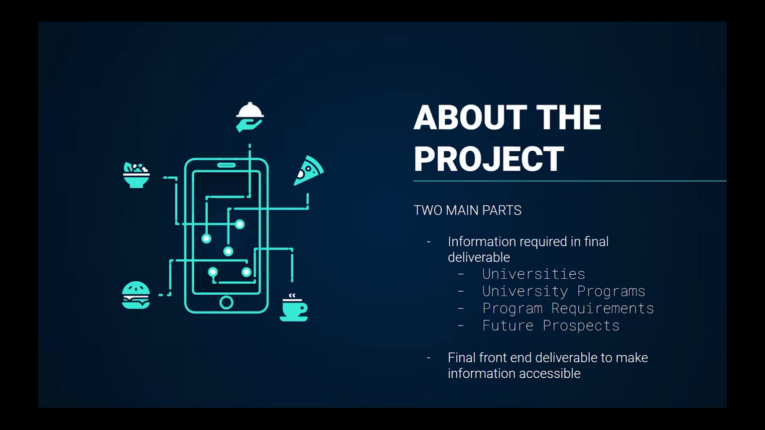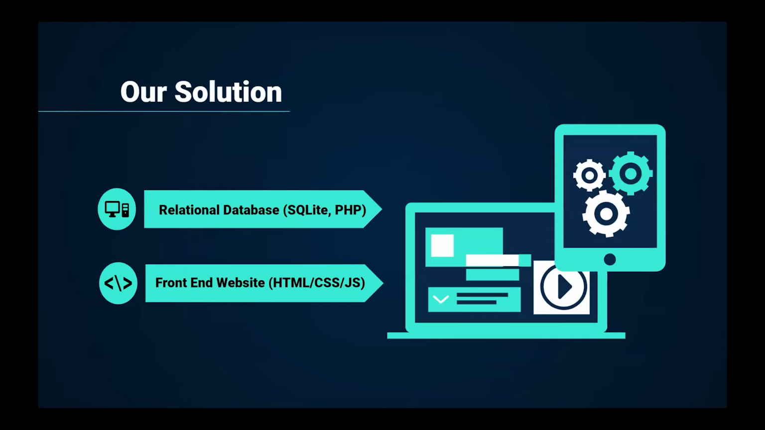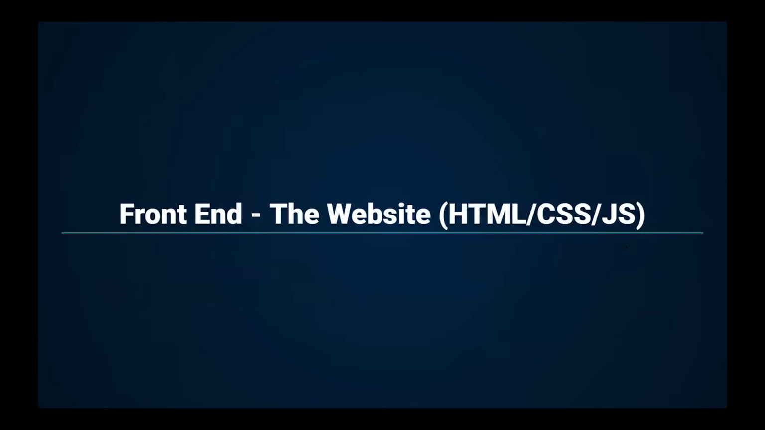Next, we have to make a front end, which is the second part, a website, so that users can actually access the information in a user-friendly manner. And the database is therefore linked to the front end to facilitate this access. So our solution was made up of two main components. Firstly, we had a relational database, which was coded primarily in SQLite, and then we used a layer of PHP to link it to the front-end website, which was coded primarily in HTML, CSS, and a bit of JavaScript. So now we'll move on to the demo of the website.